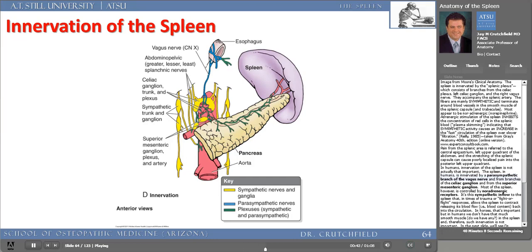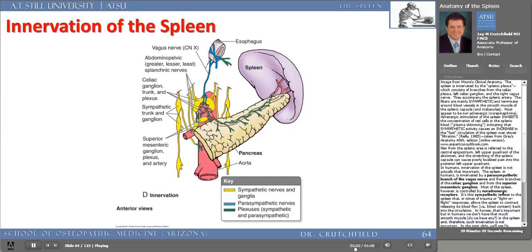In horses, that's important, but in humans, we don't have that much smooth muscle in the spleen, and therefore such innervation is not that important, and the return and release of blood flow from a spleen trying to contract is not that important in humans.